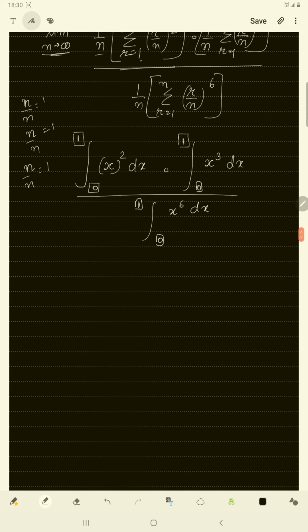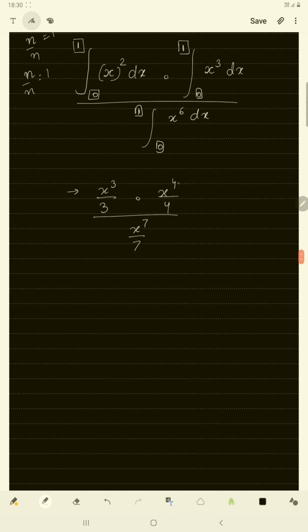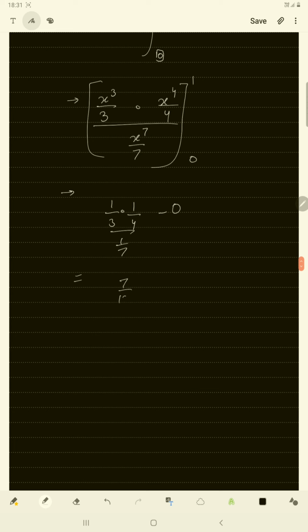Now integrating this, we have x cube by 3 multiplied by x to the 4 by 4 upon x to the 7 by 7, and all these have limits 0 to 1. Now applying the value 1, we have 1 by 3 into 1 by 4 upon 1 by 7 minus 0. So this is equal to 7 by 12. This is our final answer.